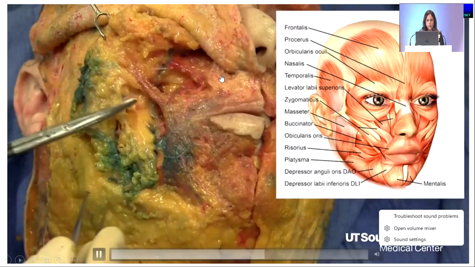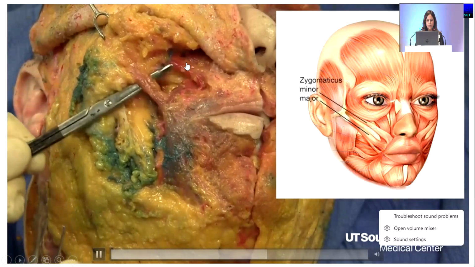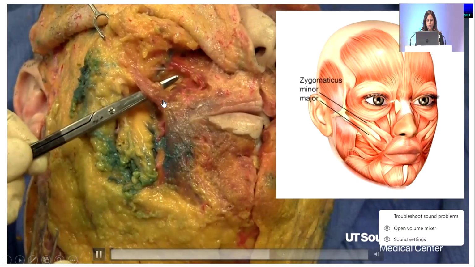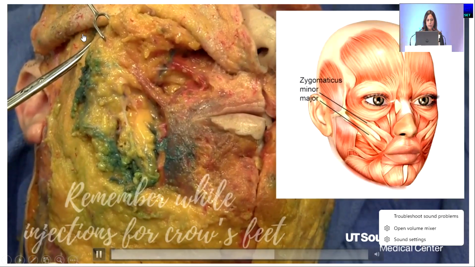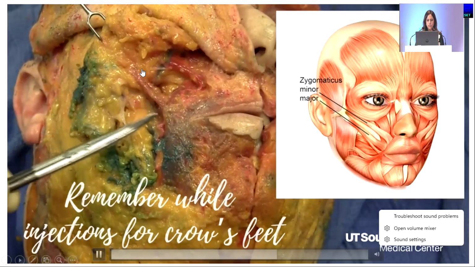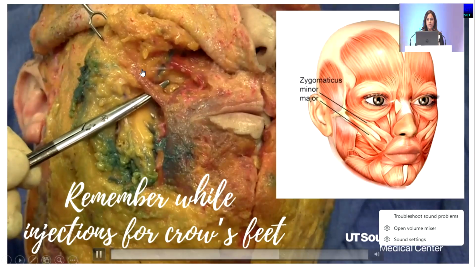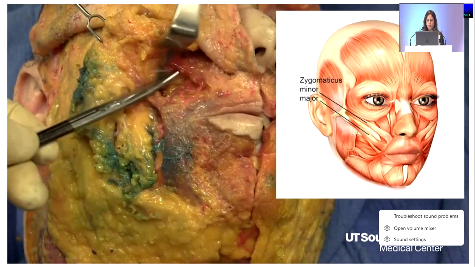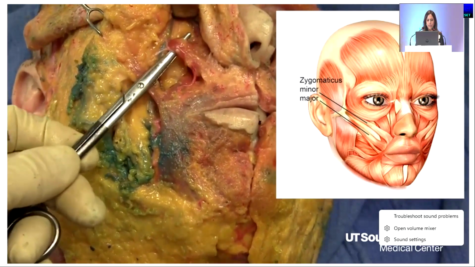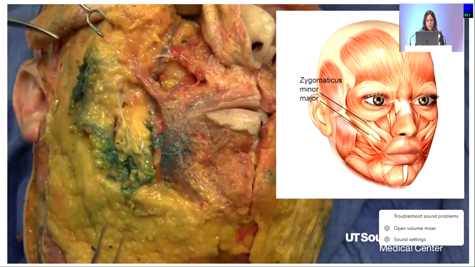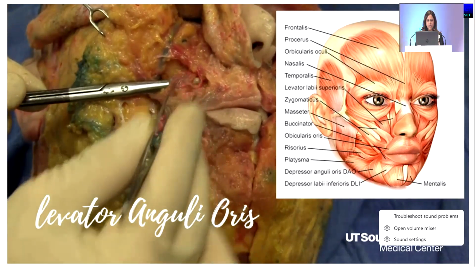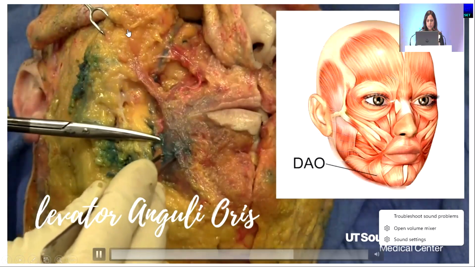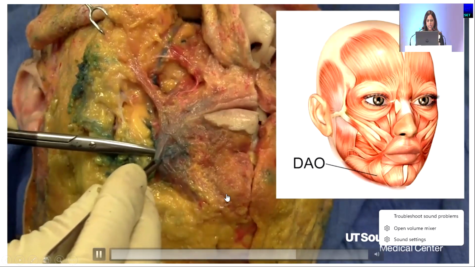So these two here we can see are the zygomaticus minor above and the zygomaticus major below. We must remember, when we are injecting for crow's feet here, inadvertent injections into the insertion of these muscles may lead to ipsilateral drooping of the smile, the droop of the angle. So we should be cautious and inject superficially near the lateral canthus. This is the levator anguli oris muscle, and this is the broad fan-shaped muscle here.